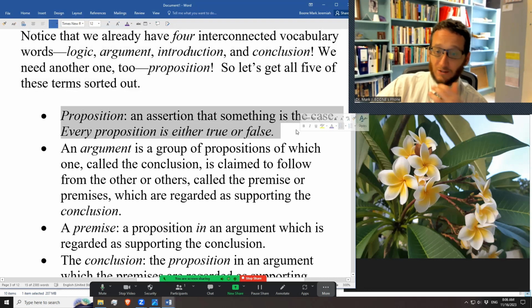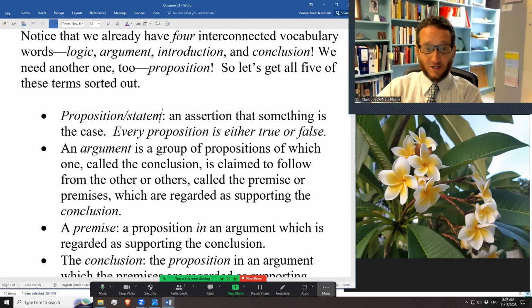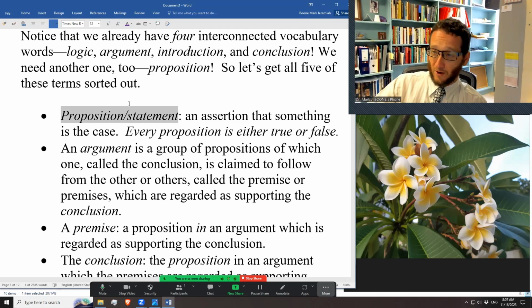A proposition is an assertion that something is the case. Every proposition is either true or false. Oh, and the word statement is synonymous with proposition. You can expect me to use either or both without always pausing to make any distinction, or even to notice that I've switched from one word to the other, because they're totally equivalent.